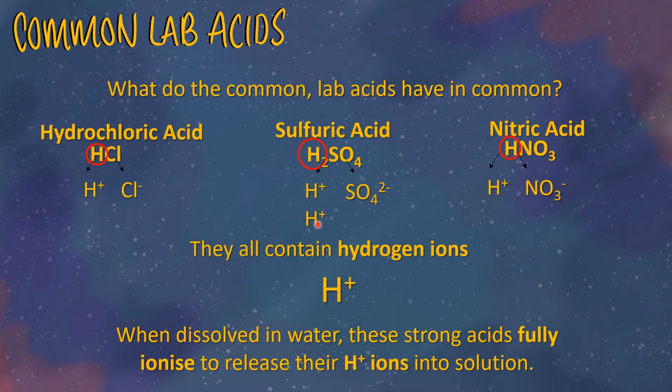When they're dissolved in water, it fully ionizes, meaning that all of the hydrogens come away from the rest of the formula. It's come away from the chloride ion, there's just hydrogen by itself. It's come away from the sulfate ion, so all this is still together, but the hydrogens are by themselves. And the same with the nitrate ion, all of that is still together, but the hydrogen is by itself. And these H+ ions are actually what makes something acidic.